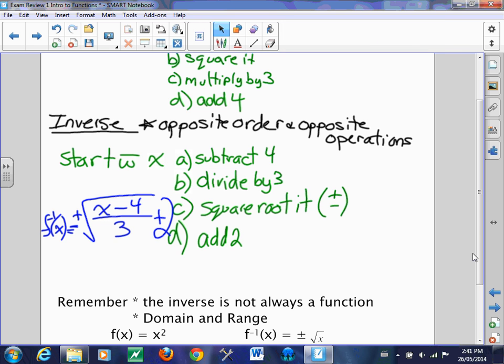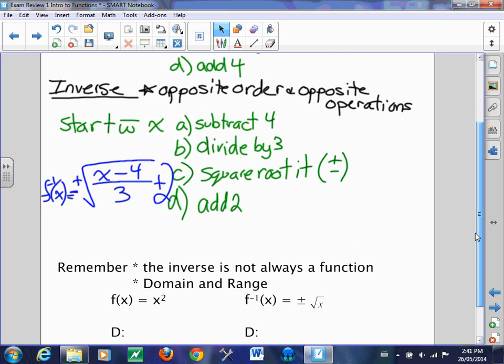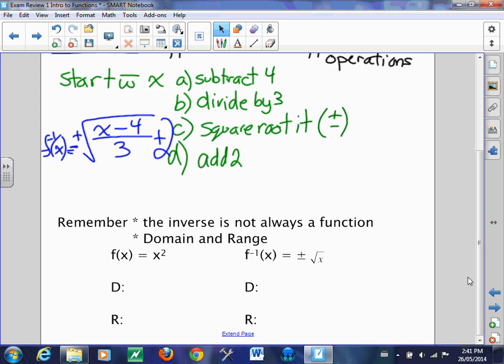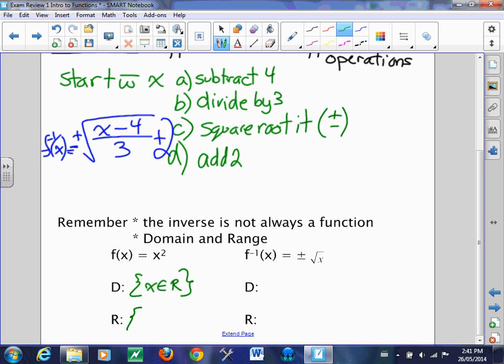Just remember, ladies and gentlemen, that the inverse is not always a function. Okay, sometimes it is, but sometimes it isn't. So let's take a look here at an example. If we have y equals, or f(x) equals x squared, we know, for example, that that's a parabola, and that x belongs to a set of real numbers is your domain. And your range, because it's the base formula, is that y belongs to a set of real numbers such that y has to be greater than or equal to 0. So that's your basic parabola.